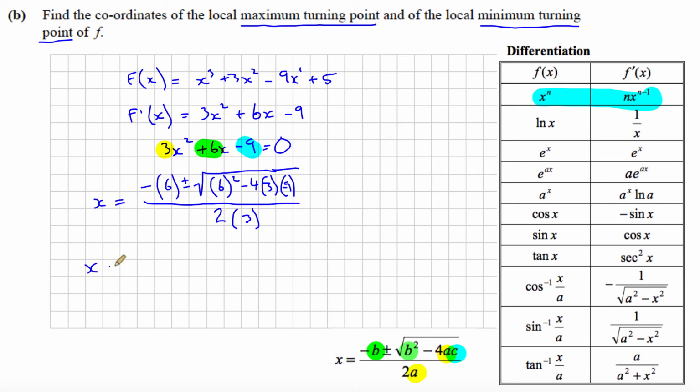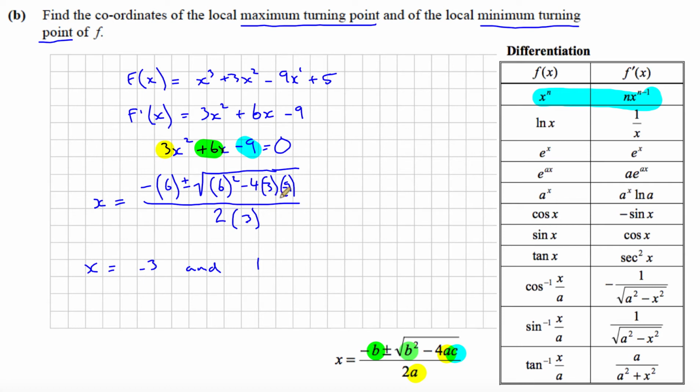So we do this on our calculator, once with plus in this place and once with minus, to give us 2 separate answers. And the answers we get are minus 3 and 1. So they're my x values, minus 3 and 1. So we've got the x coordinates of the max and min turning points.